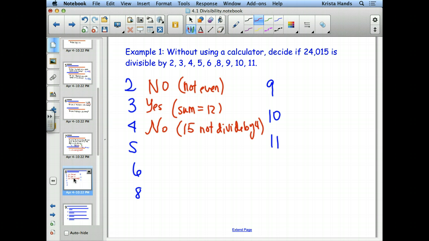What's next? 5. Yes, why? It ends in 5. 6. No. What's wrong with 6? Right. You have to go back and look at the divisibility of 2 and divisibility of 3. 3 was fine. It divided by 3, but it didn't divide by 2, so it won't divide by 6. So this is because it's not divisible by 2. How about 8?